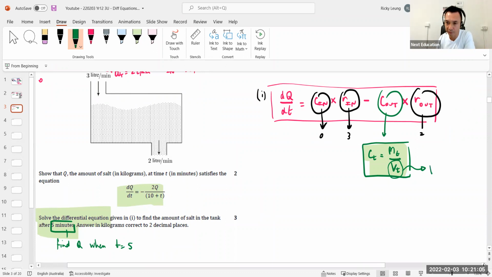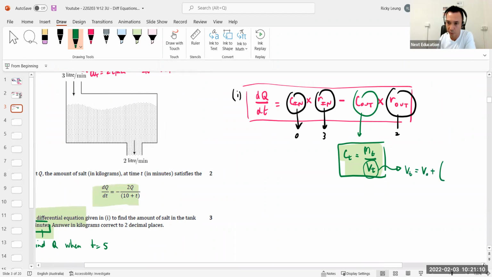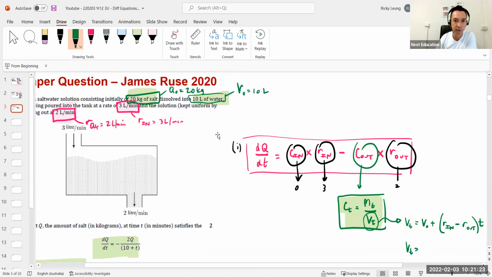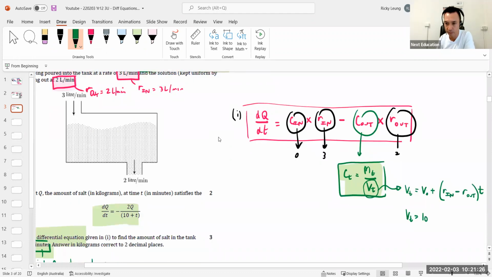And I said to you before that V of t equals V0 plus whatever rate we pump in minus whatever rate we pump out, times time. Yeah, that is crucial. So in this case, V of t equals, now what was our initial volume? 10, right? 10 liters. Plus, the rate that I'm pumping in is 3, the rate that I'm pumping out is 2, times t. Therefore, V of t as a linear expression is equal to 10 plus t, right? That is what we're going to use for downstairs.